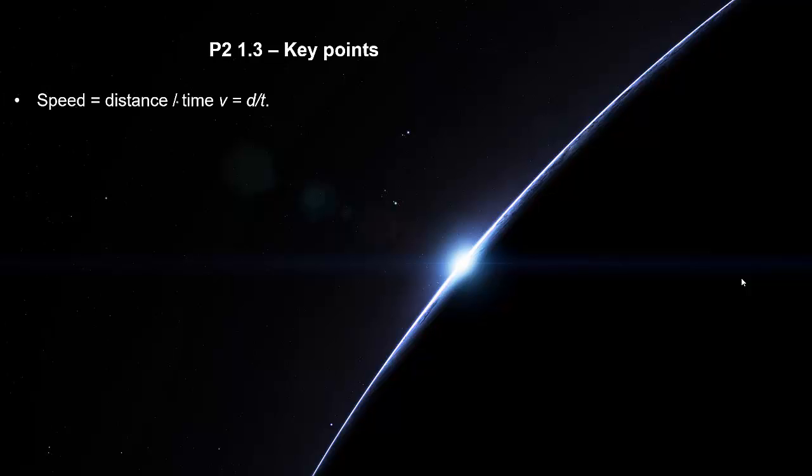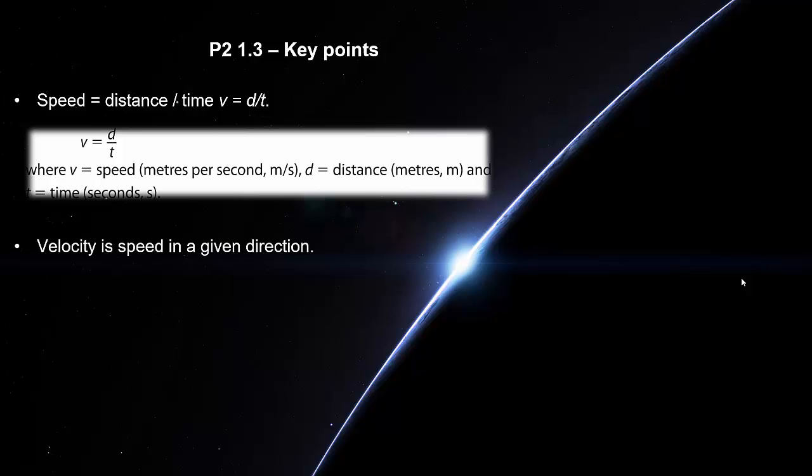Speed equals distance divided by time. Velocity is speed in a given direction. The area on a speed-time graph is the distance covered.